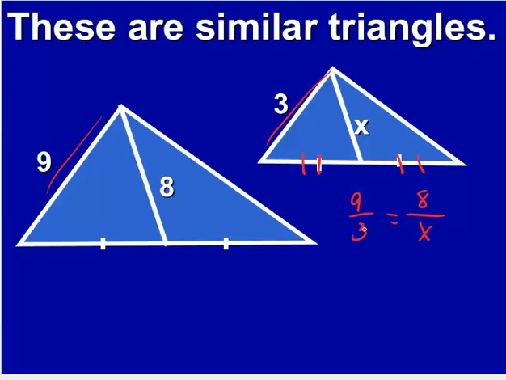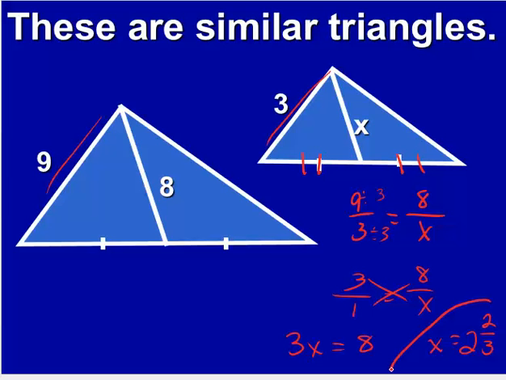Again, I could reduce my 9 over 3. If you didn't, you'd still get the same answer, but I'm going to divide both of these by 3. So 3 over 1 equals 8 over x, and it just makes it a little bit easier to solve. So 3x equals 8. Be sure you cross once, bring down your equal sign, cross the other direction. And we divide, we get 8 over 3, which is the same thing as 2 and 2/3. And I would take either one, 8 over 3 or 2 and 2/3. Those are the same answer.